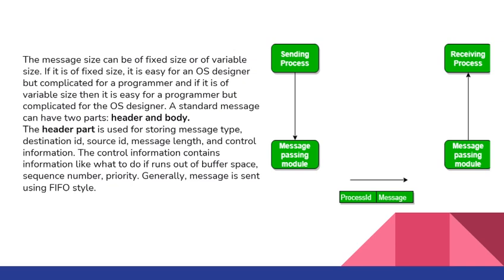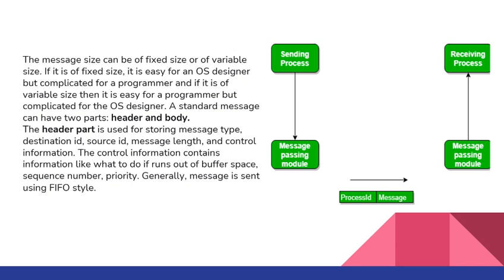The message size can be of a fixed size or a variable size. If it is a fixed size, it is easy for the OS designer but complicated for the programmer. And if it is of a variable size, then it is easy for the programmer but complicated for the OS designer. A standard message can be of two parts, header and body.